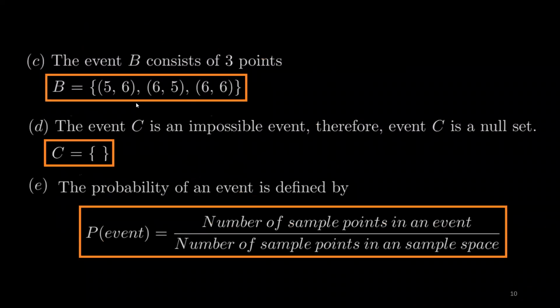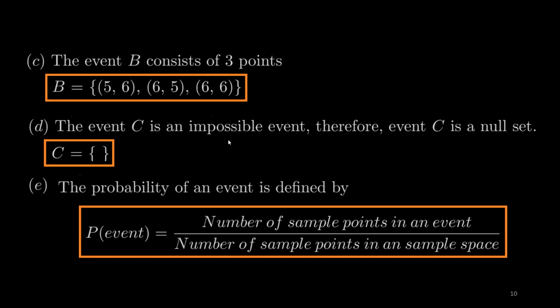So there are 3 possible outcomes. Either we get 5 on the first die and 6 on the second, or 6 on the first and 5 on the second, or we get 6 on both of the dice. In that case, the sum of the dots is greater than 10. So this is the event B, and this is also a subset of our sample space.